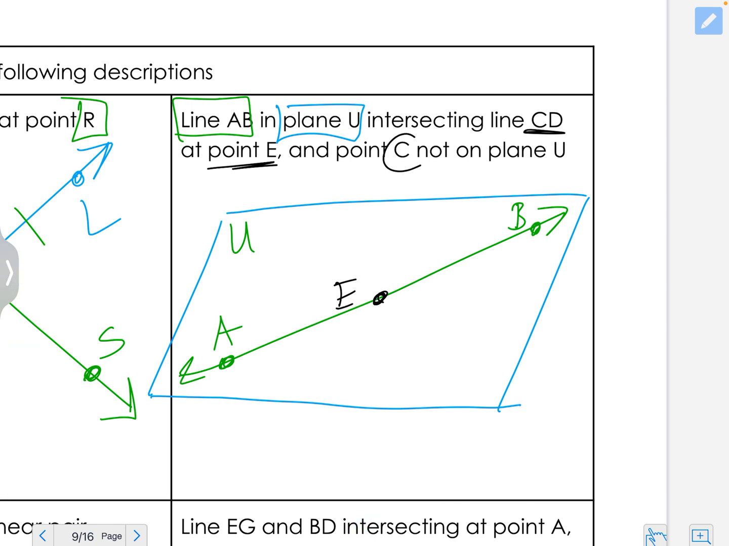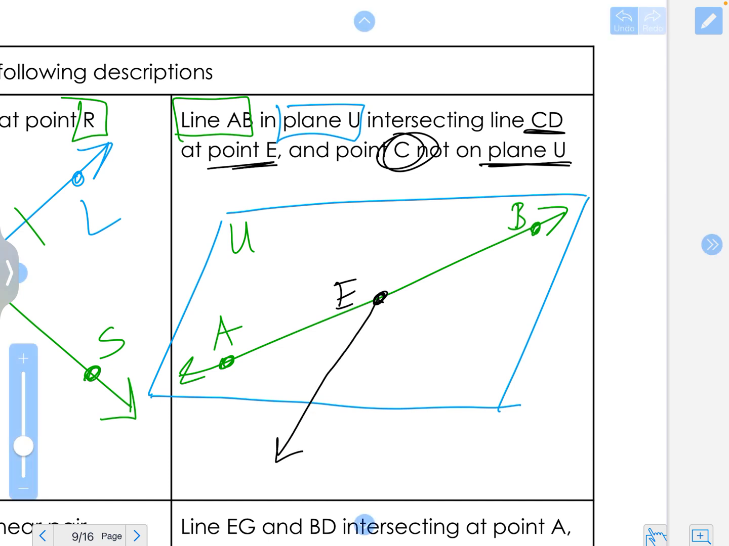But it tells us that C is not on the plane. So what I'm going to do is I'm going to draw an arrow coming towards us, and I'm going to put C there, and I'm going to do a dotted line to show that that line is actually behind the plane and not on the plane, and that's where I'm going to put point D, because it's on the line behind the plane, not actually on the plane.